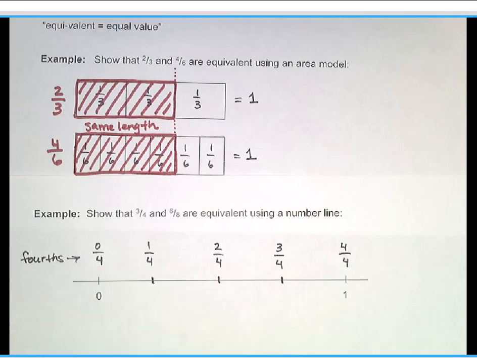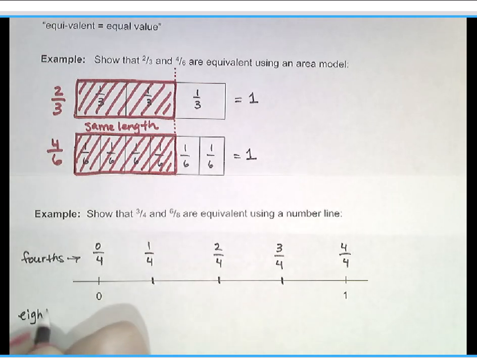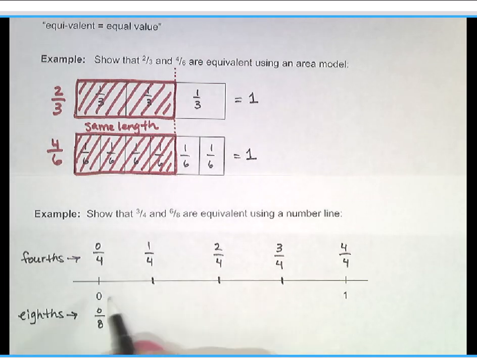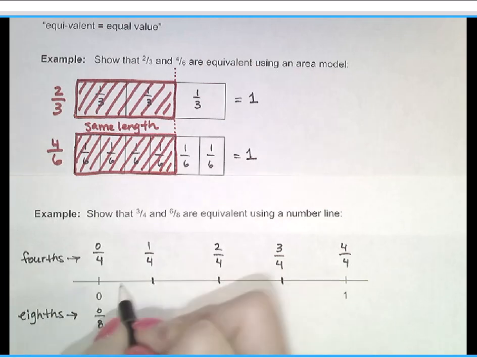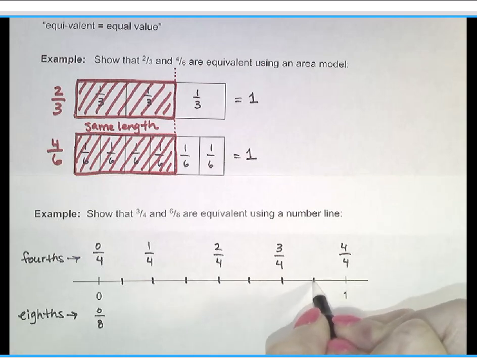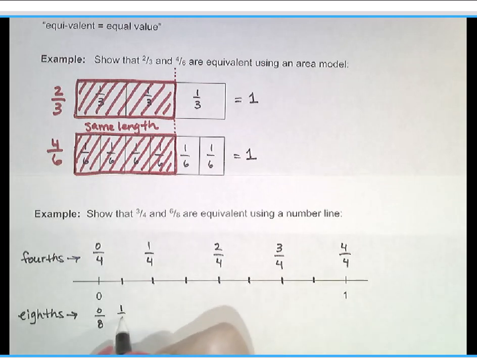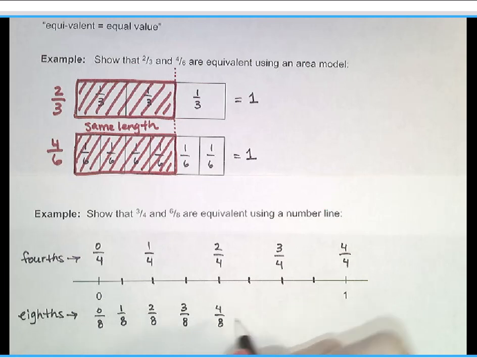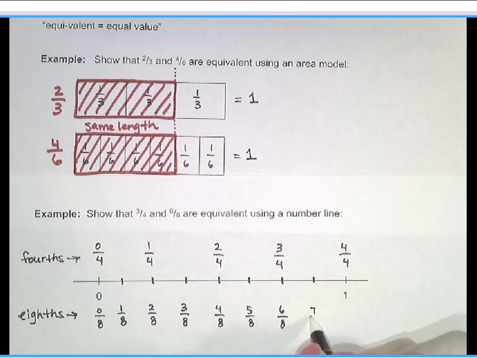And I'm going to play the same game, but I'm going to do eighths, and I'm going to do them underneath. So we know it's 0/8, but to get eighths, you have to cut each of your fourths in half. And then you've got to count to 8. So you've got 1/8, 1/4, which is the same thing as 2/8, 3/8, 4/8, 5/8. See, if you're just very systematic about it, it's not so bad.